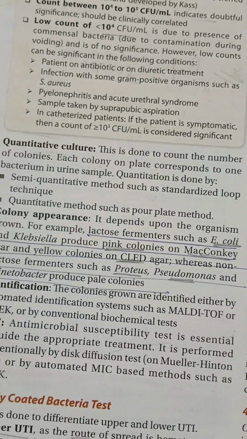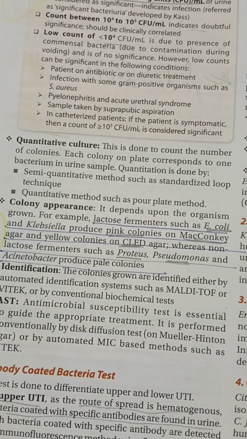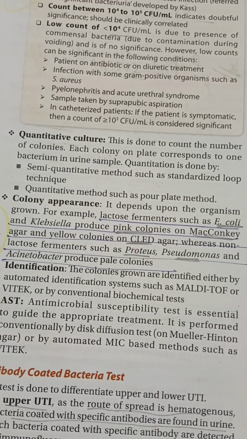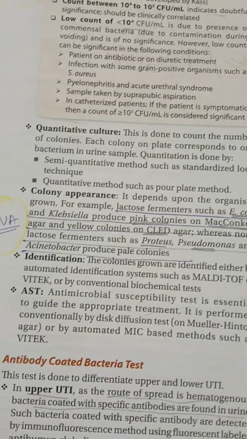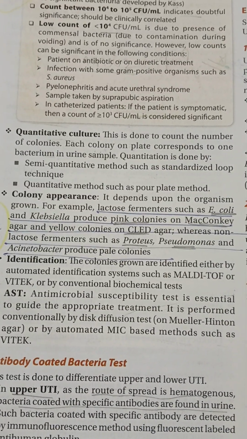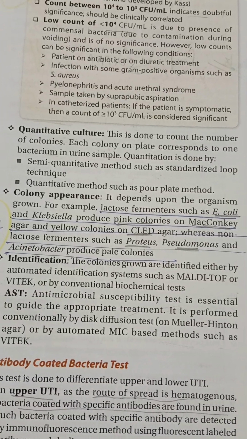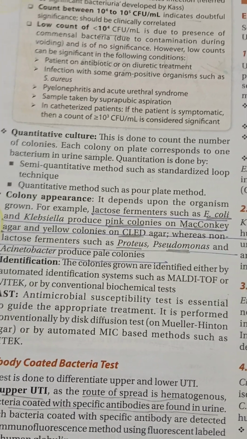Quantitative culture, colony appearance: lactose fermenters such as E. coli and Klebsiella produce pink colonies on MacConkey agar and yellow colonies on CLED agar. Identification: colonies grown are identified either by automated identification methods such as MALDI-TOF or Vitek, or by conventional biochemical tests.